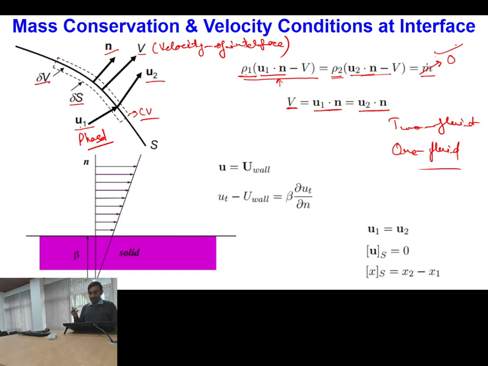Then the second point is the concept of tangential velocity. So what about tangential velocity? If we have a solid wall, what do we say? At a solid wall, the velocity is equal to 0. The fluid velocity just adheres to the velocity of the solid wall.